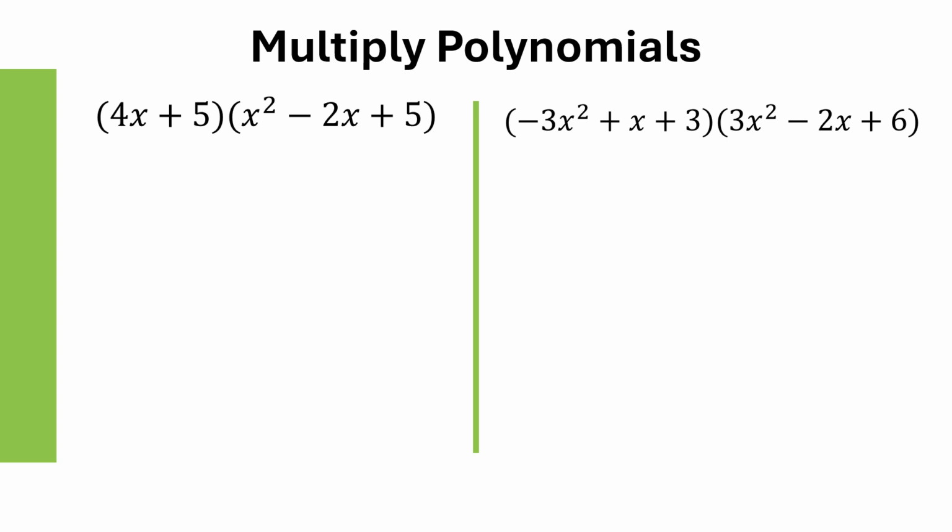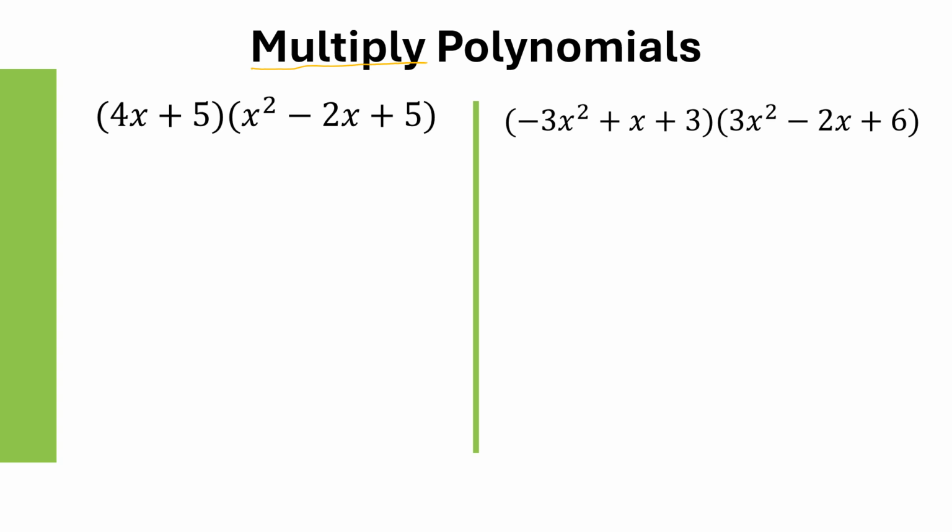When we are multiplying polynomials, the best way to do that is using the box method, because you can do this problem in an organized fashion. In our first parentheses, we have two terms, so that's 4x and 5. That's going to be either the two columns or two rows. It doesn't really matter, so you just decide which one you prefer.